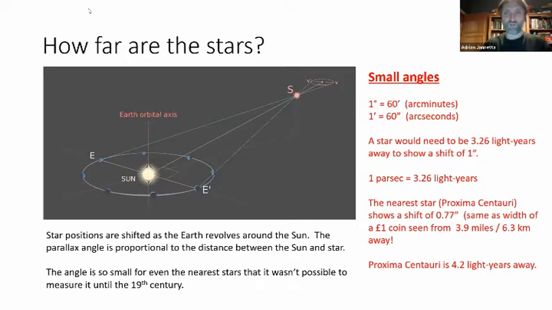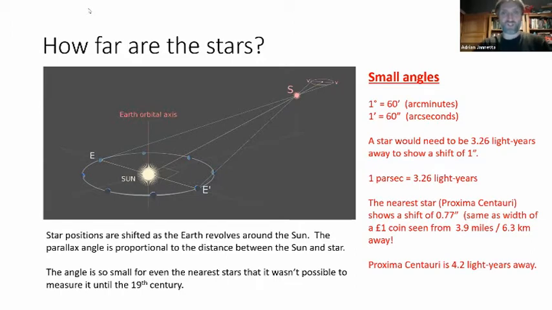You can partition a degree into what we call arc minutes, and you can partition 1 arc minute into arc seconds. There are 3,600 arc seconds in a degree, or 2 full moons. So an arc second is tiny. The Earth goes around the sun, and over a period of 6 months, the nearest star shifts in its position by just under 1 arc second. Because this is all trigonometry, all angles and distances, if that star moves by just under 1 arc second, you can calculate how far it must be away from the sun.